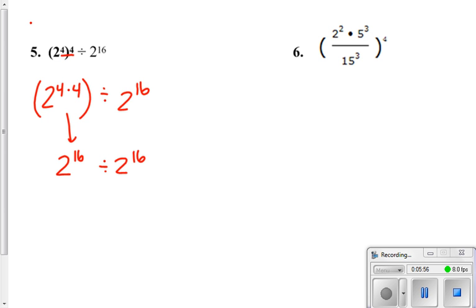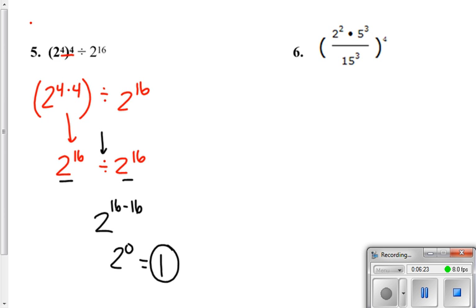Now if we look here, we have the prior lesson, the quotient of powers rule. We have the same base. We are dividing. When you have the same base, you keep the same base number, and when you divide and you have the same base, you subtract exponents. So we have 16 take away 16. We get 2 to the power of 0. Anything to the power of 0 gives us 1.